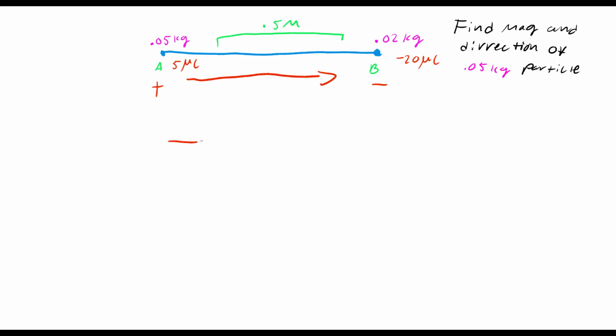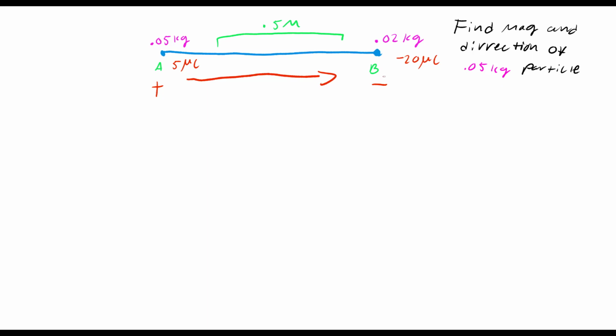If this were a negative and a negative, they're going to be repulsive. They don't want to be together, so you would have a force that goes this way. But because they have opposite signs, we're going to go to the right. Okay? This is for the 0.05 kilogram particle.